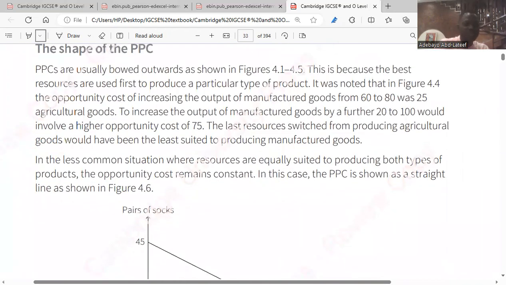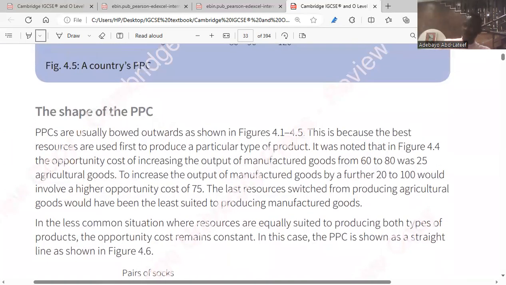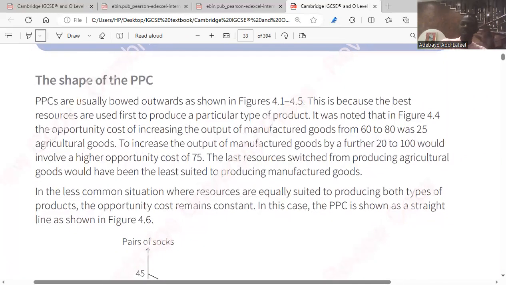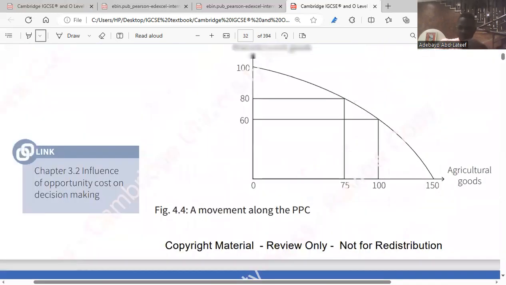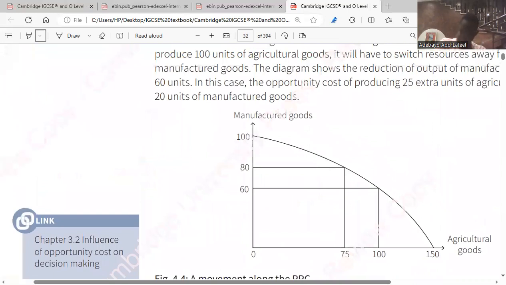The shape of the PPC. The PPC is usually bowed outward as shown in the figure. Yes, bowed outward. This is because the best resources are used first to produce a particular type of product. It was noted that in figure 4.4. Let's go back to 4.4. Yeah, that's 4.4.